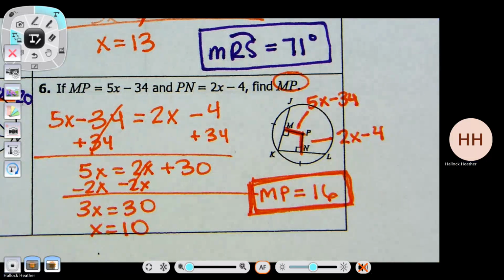Easy peasy. Not too bad. We like today's better. Kind of. People don't really like circles.